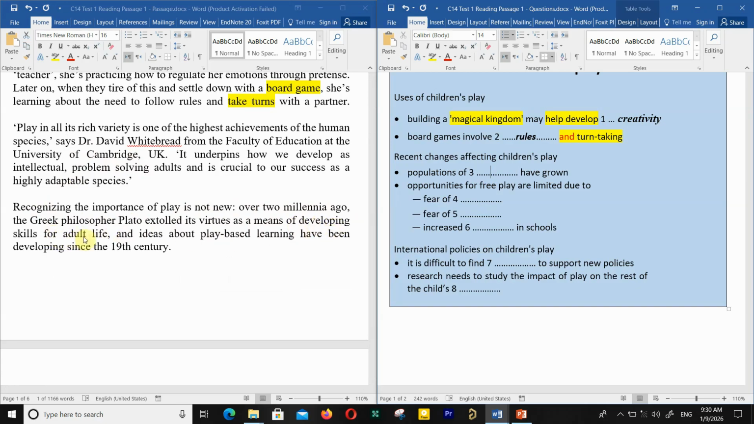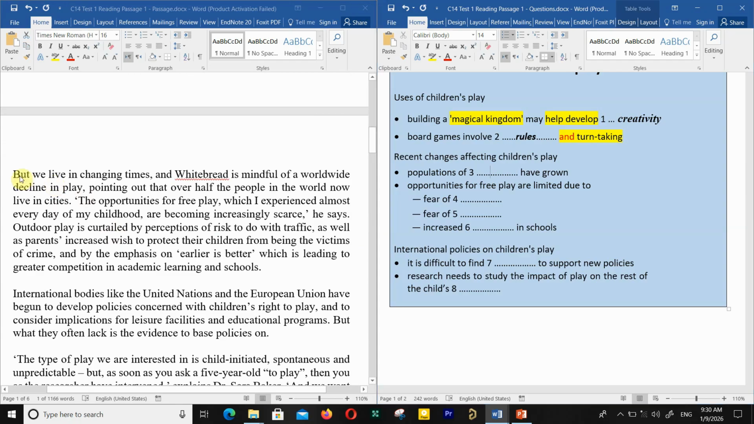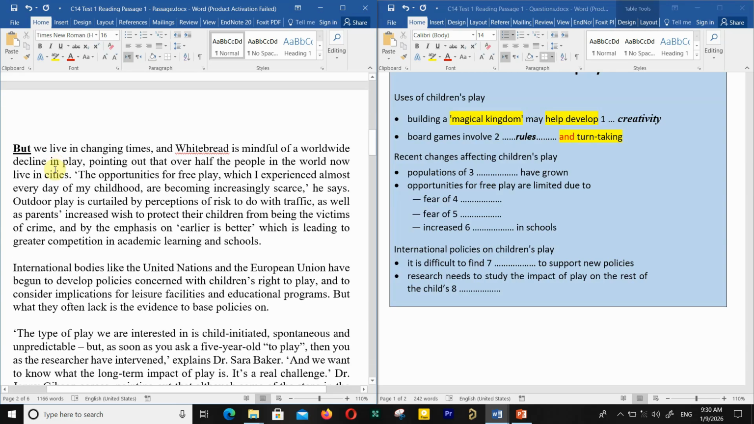Of developing skills for adult life, ideas about, no, nothing in here. But it's an important vocabulary. I always emphasize that. Be careful about this kind of words. But, however, most of the times you can find the answers after but in the IELTS Cambridge books.